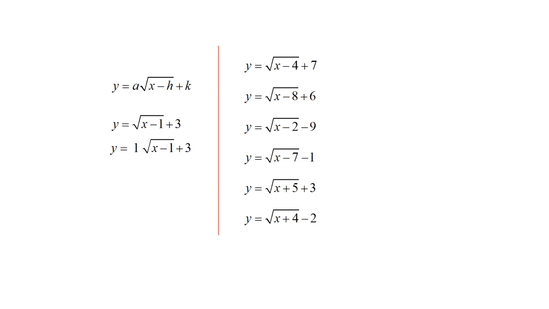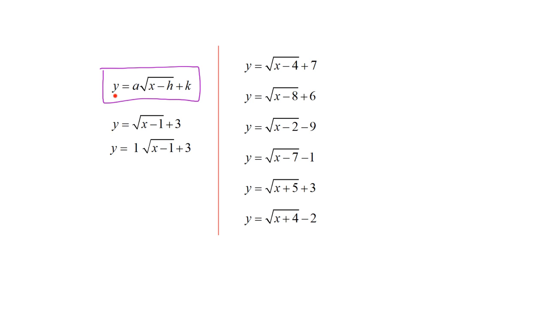Okay, so there's a lot of equations here, but I'm going to walk through a bunch of information. So first of all, this we talked about in the previous lesson is the standard form for a square root function. Y equals a times the square root of x minus h plus k. And again, that plus k is outside the root. This is the equation we had on the previous screen. Y equals the square root of x minus 1 plus 3.